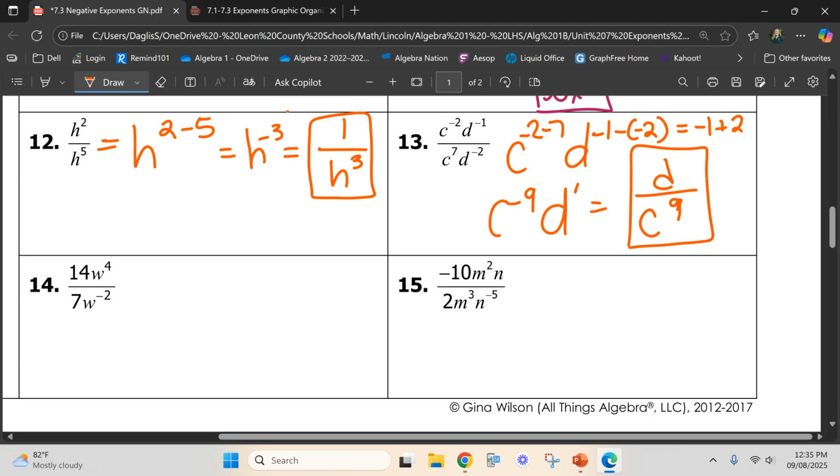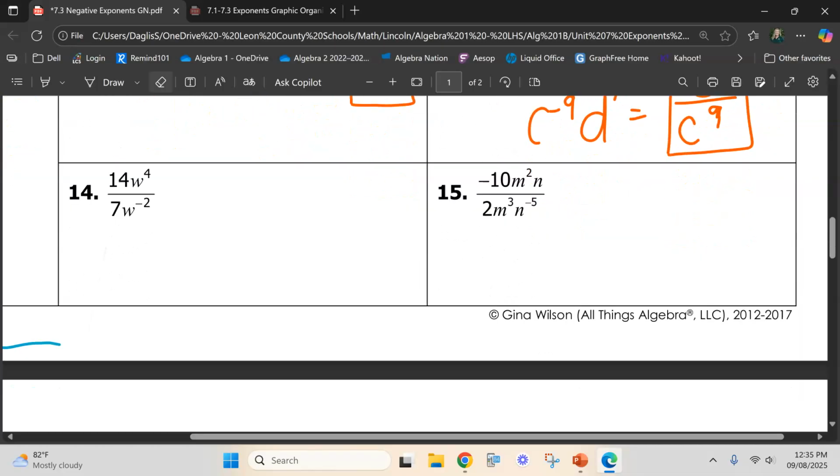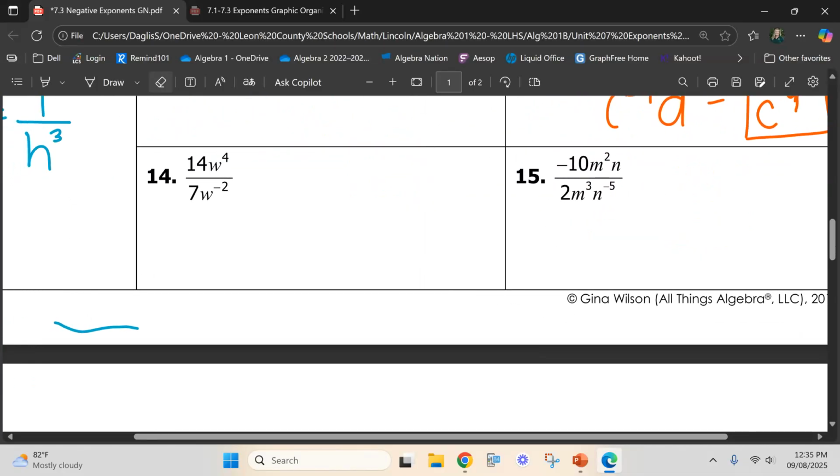All right, well, we got 2 more, right? Woohoo! We got this. All right. What is different about 14? Numbers in front. I have some numbers in front. No. What do I get to do with my big numbers? Just divide them. What is 14 divided by 7? It is just 2. 14 over 7 is just 2.